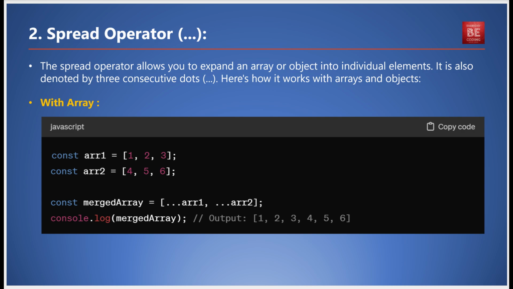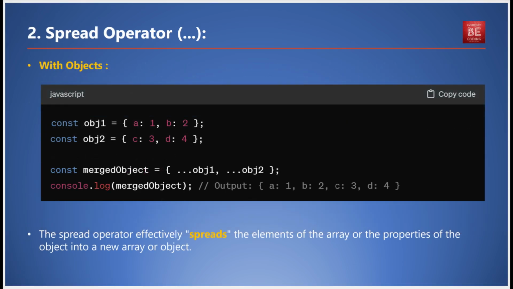Now onto the spread operator. This operator, represented by the same three consecutive dots, allows you to expand an array or object into individual elements. For arrays, it works like this: const arr1 equals, const arr2 equals, const mergedArray equals, console.log(mergedArray). This will output the combined array. The spread operator spreads the elements of arr1 and arr2 into a new array.